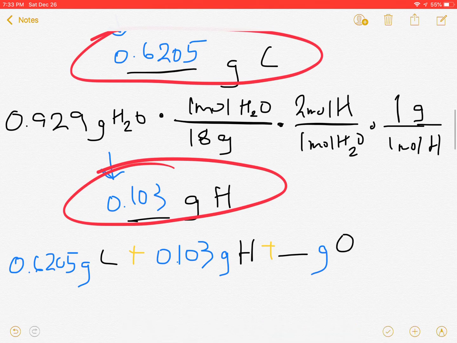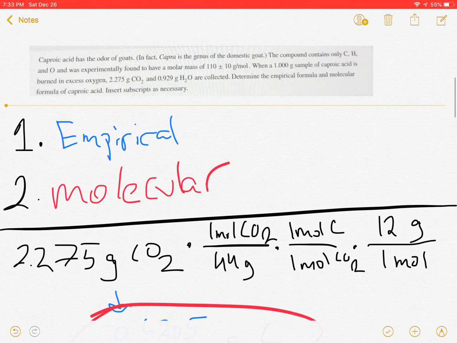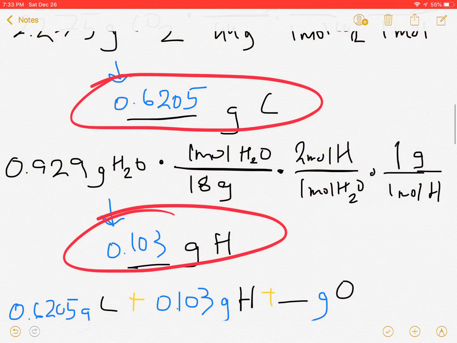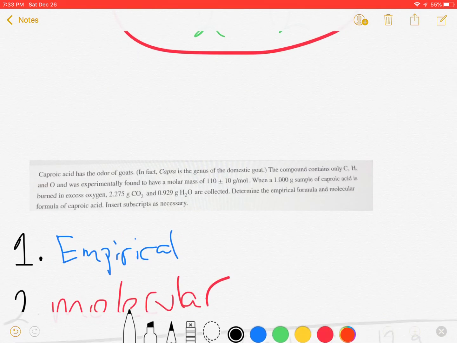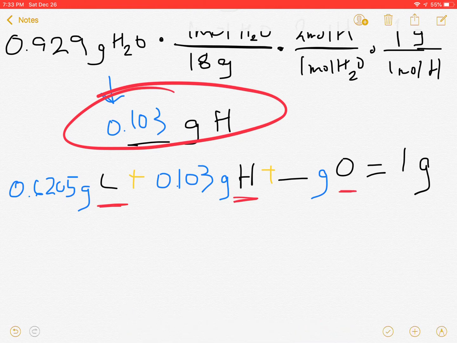And we're told that all these numbers that we calculated, the grams of carbon dioxide and the grams of H2O, these numbers were found when a 1 gram sample of caproic acid was burnt. And we also know that caproic acid can only have carbon, hydrogen, and oxygen. So if we've already gotten the amount of carbon and hydrogen, then we can use that 1 gram to get us the amount of oxygen. And so if we add all of these together, that should get us the 1 gram of caproic acid.